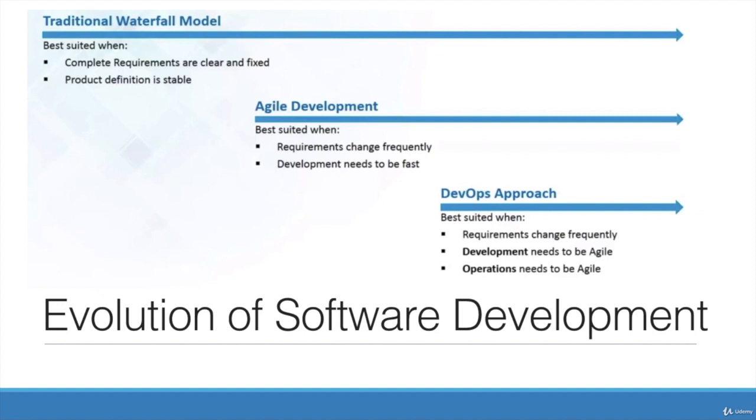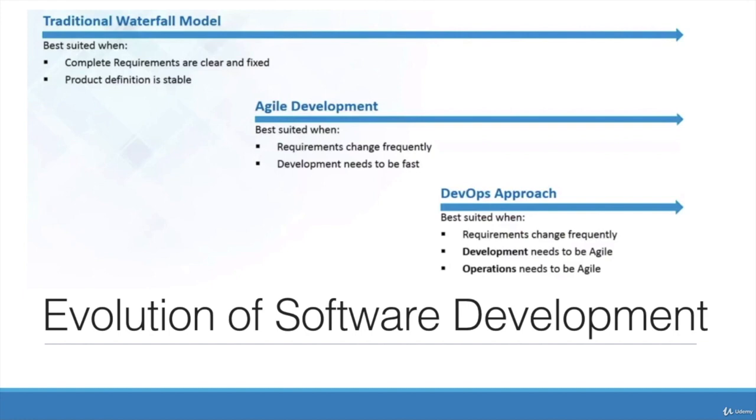The next model which came to the market is agile development. In agile development, the product is developed feature-wise. We develop a single feature: we take the requirement, develop the feature, test it, and go back to development if we get some bugs. Once we complete a single feature, we pick up the second feature. So in agile development we have very short delivery times. Requirements change very frequently, and development needs to be fast.